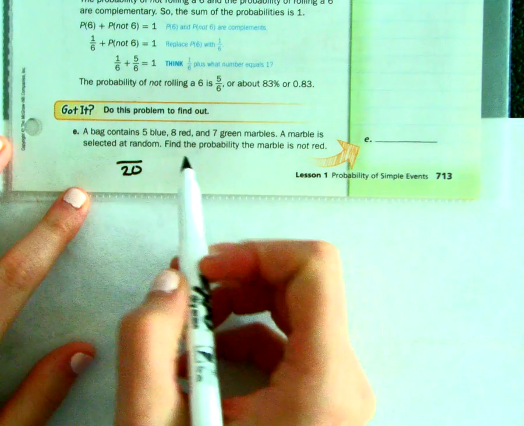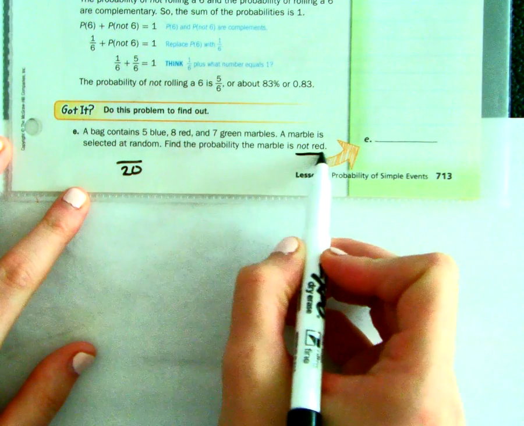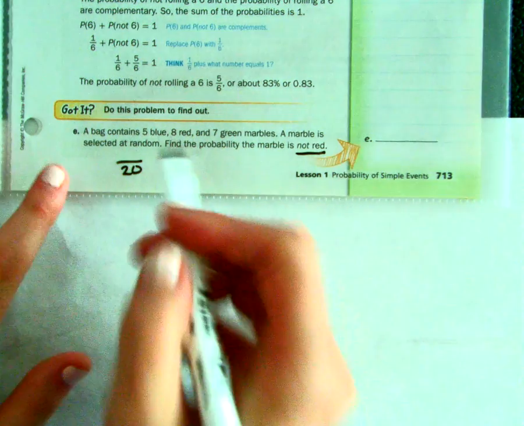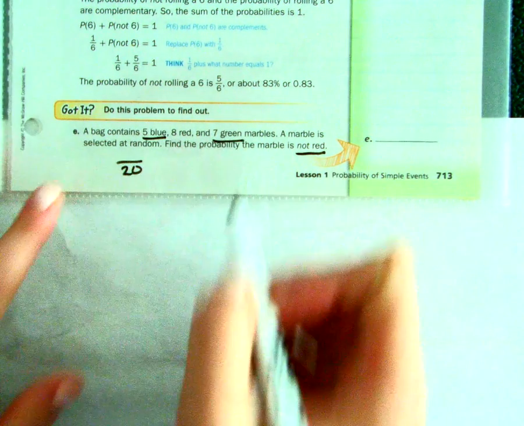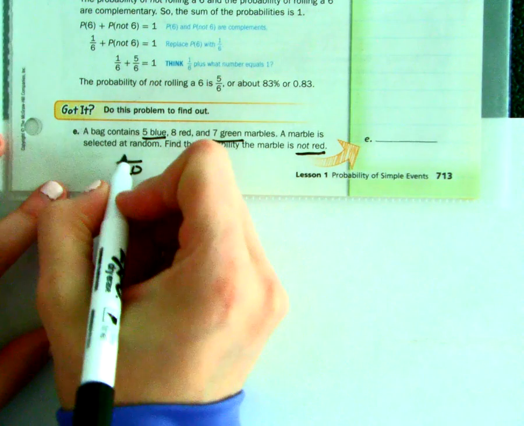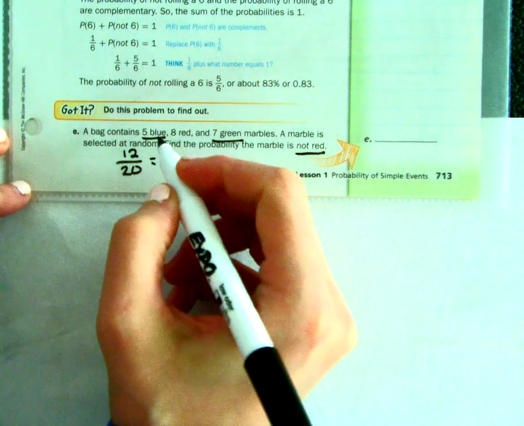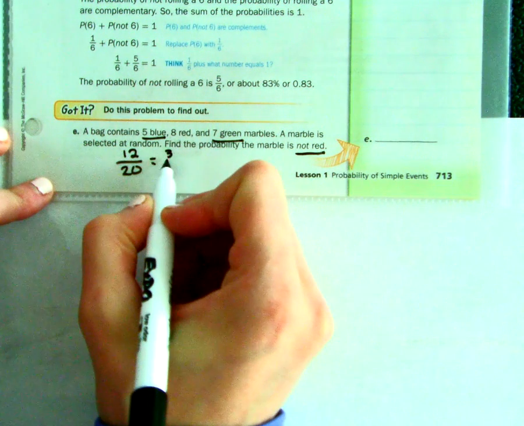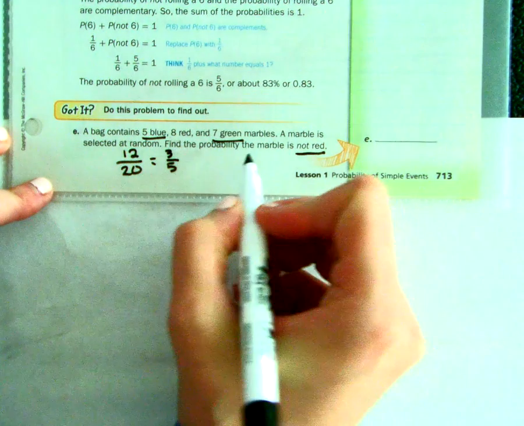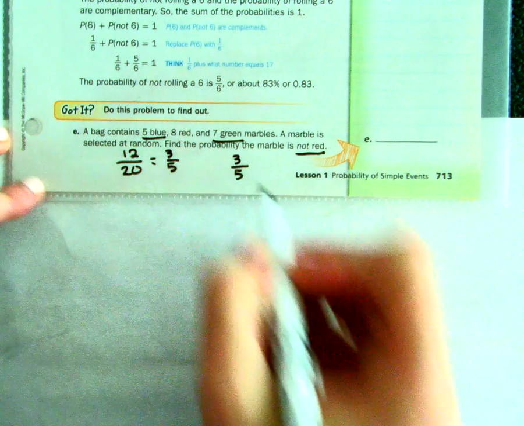Okay? And then I'm finding the probability that the marble is not red. So I want everything that is not red. I could have a blue marble, or I could pull out a green marble, because those are not reds. So I'm going to add those two together. I have 5 blue and 7 green, so that gives me 12 possibilities. Again, we always simplify our fractions. So we could take a 4 out, which simplifies down to 3/5. So our probability of pulling a marble that is not red is 3 out of 5.